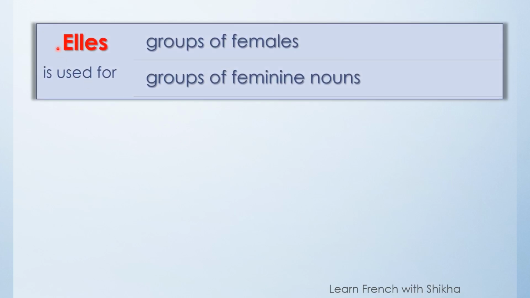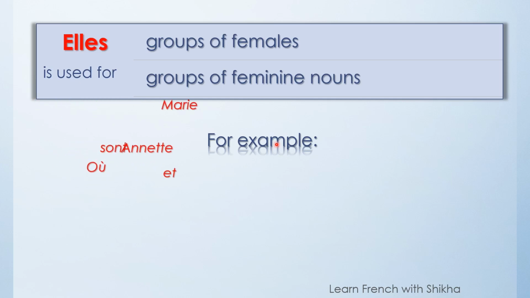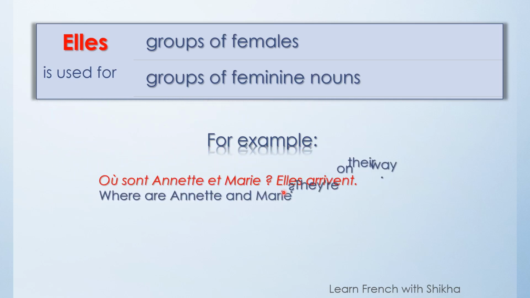Next, elles is used for groups of females or groups of feminine nouns. It is not used where we're talking about mixed gender. Whenever it's mixed gender, ils will be used, and for females and feminine nouns, elles will be used. For example, où sont Annette et Marie? Elles arrivent. Where are Annette and Marie? They are on their way. Here we are talking about two females, Annette and Marie, so we have replaced it with elles.